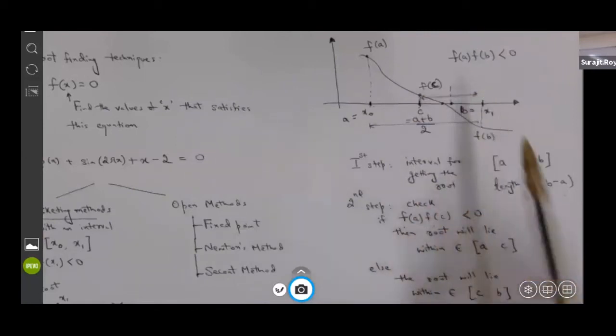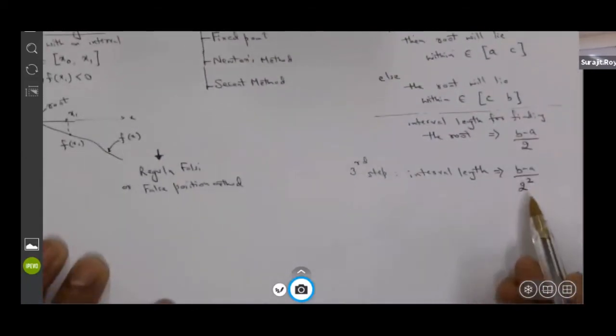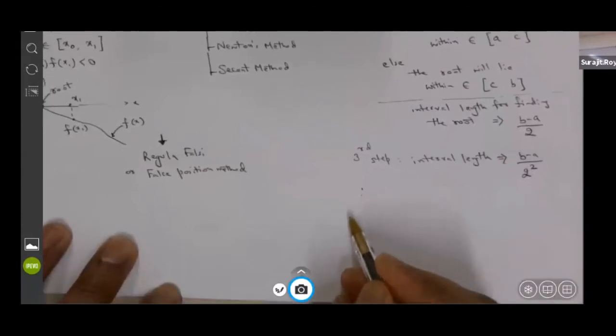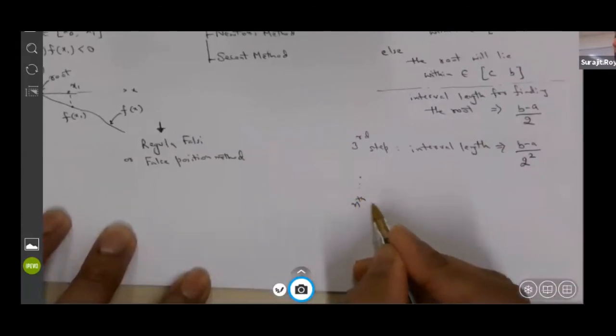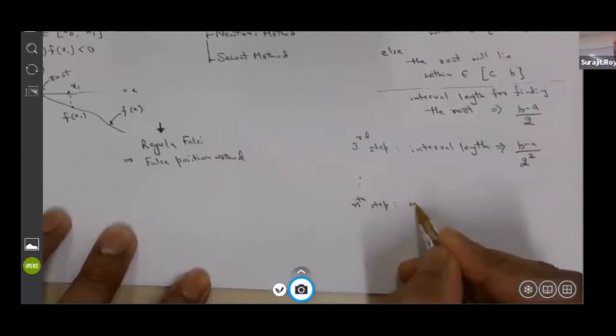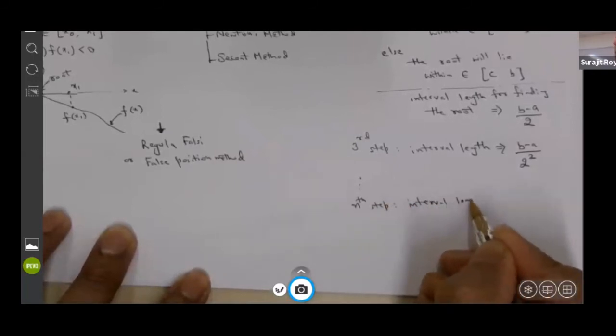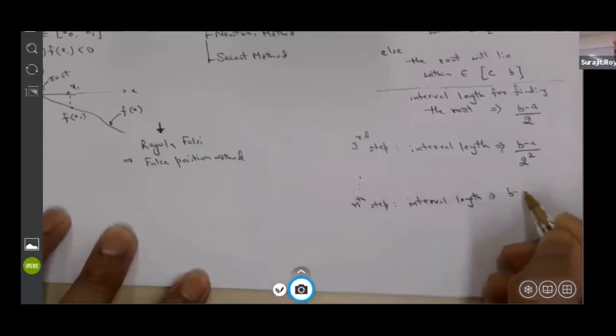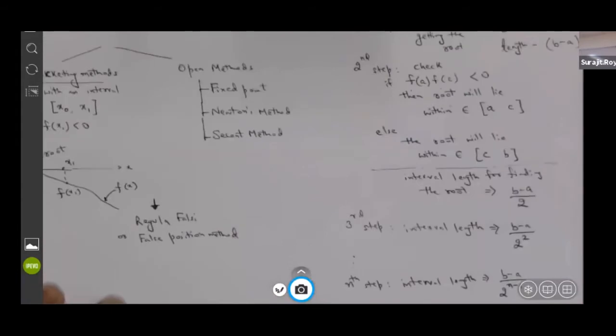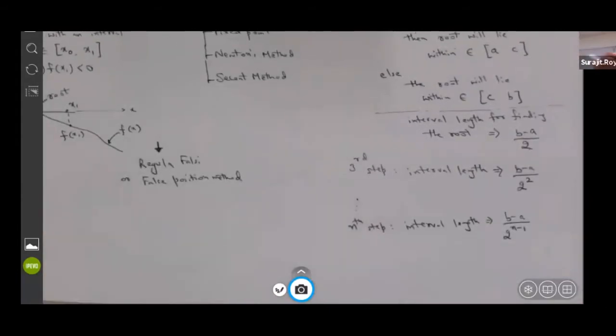Yes. Yeah. So at every step, the interval length after the nth step is given by (B minus A) divided by 2 raised to the power n minus 1. Does it make sense to you guys? Yes, Professor. Yeah, are you able to see?